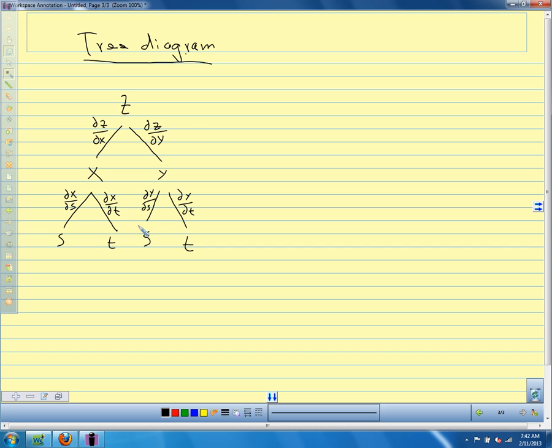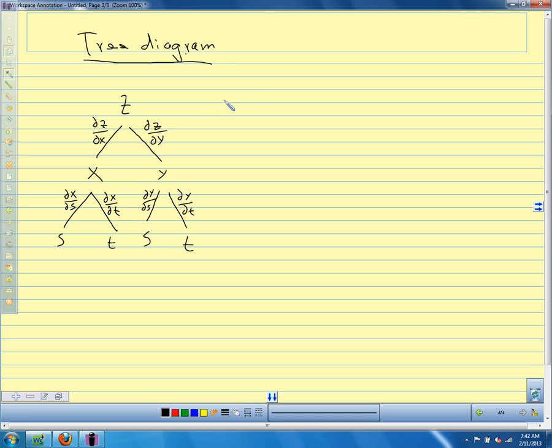Same thing on this side. So to find the partial of z with respect to s, we just follow along the tree diagram, multiply along each branch, and then add the results. So the partial of z with respect to x times the partial of x with respect to s, partial of z with respect to y times the partial of y with respect to s, and then add those together.